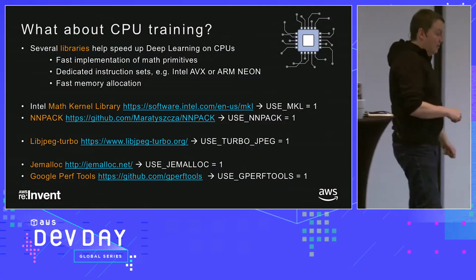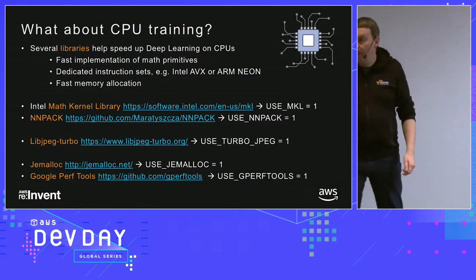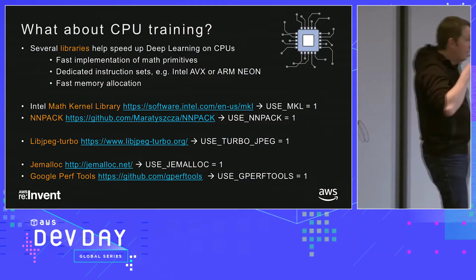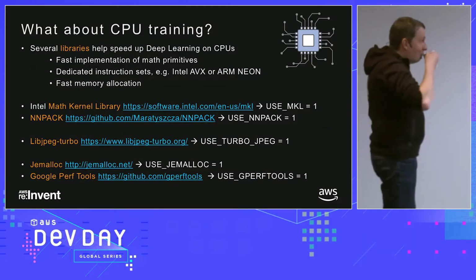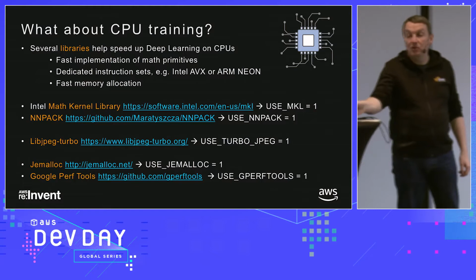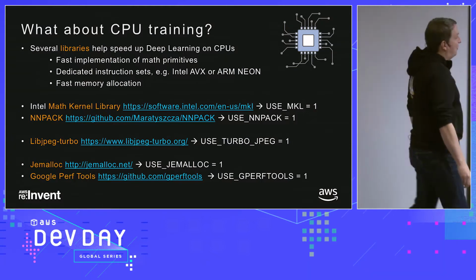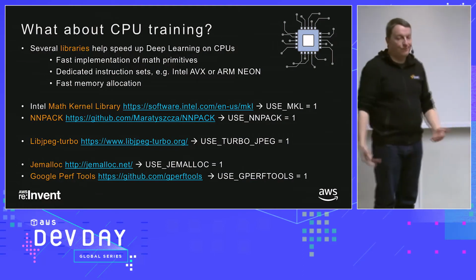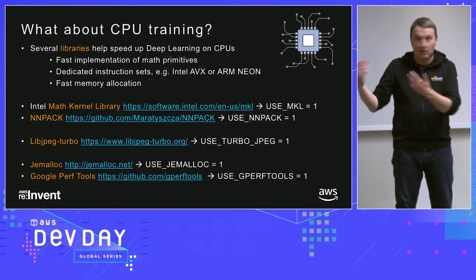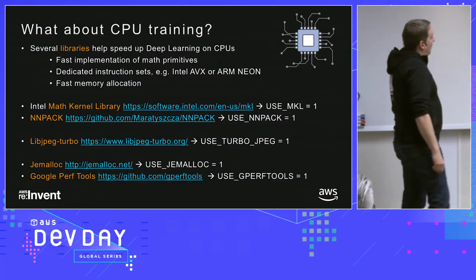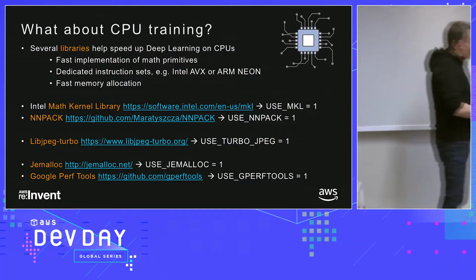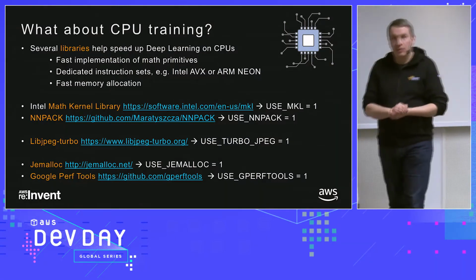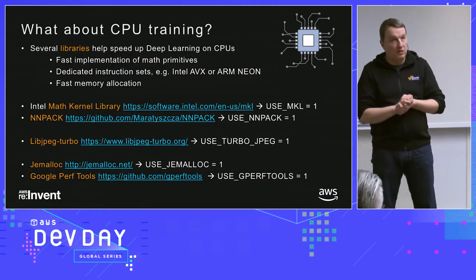Okay, that's all great, and more power to GPUs. But what if you don't have a GPU, or what if you don't have the budget for GPUs? You saw the prices for GPU instances this morning. And what if you want to work on your own machine? Well, you have some libraries that help speed up machine learning and deep learning on CPUs.